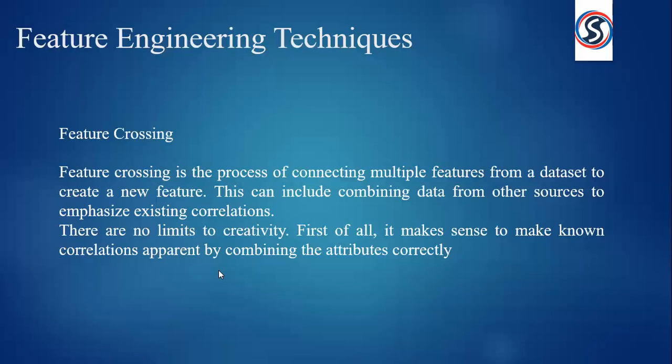There is no limit to creativity, right? First of all, it makes sense to make known correlation apparent by combining the attributes correctly. So I will just take the known features, and I will create a new feature from them. That is known as feature crossing. I will just cross it and correlate it, check it, and create a new feature. That is called feature crossing.